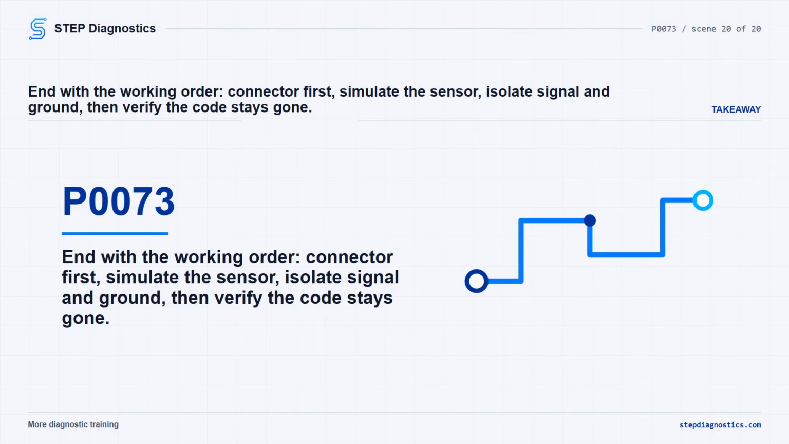The takeaway is simple. Prove the connector first, simulate the sensor before blaming parts, isolate high resistance or opens in the signal and ground circuits, and only condemn the ECU after the circuit and connector path is clean.